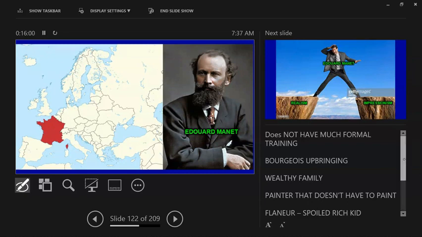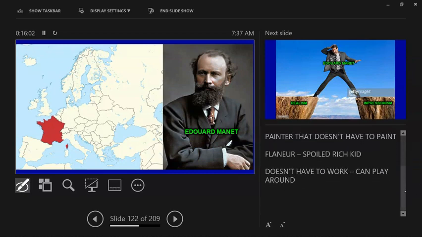All right. And I want you to write this term down, flaneur, F-L-A-N-E-U-R. That might pop up on a slide later on. It should be on this slide. F-L-A-N-E-U-R. And a flaneur is a spoiled rich kid. He doesn't have to work, so he can just play around.